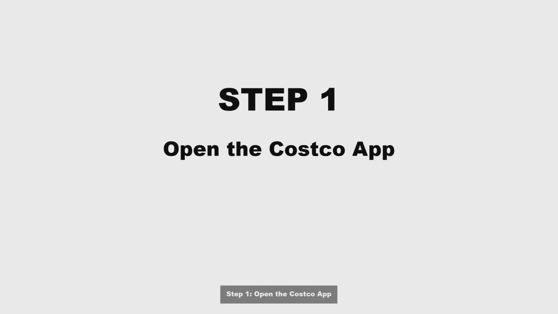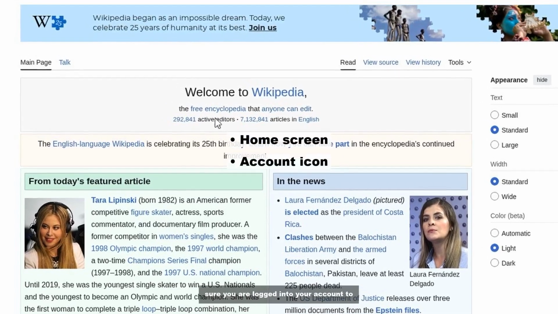Step 1. Open the Costco app. Launch the Costco app on your device. Make sure you're logged into your account to access your membership details.